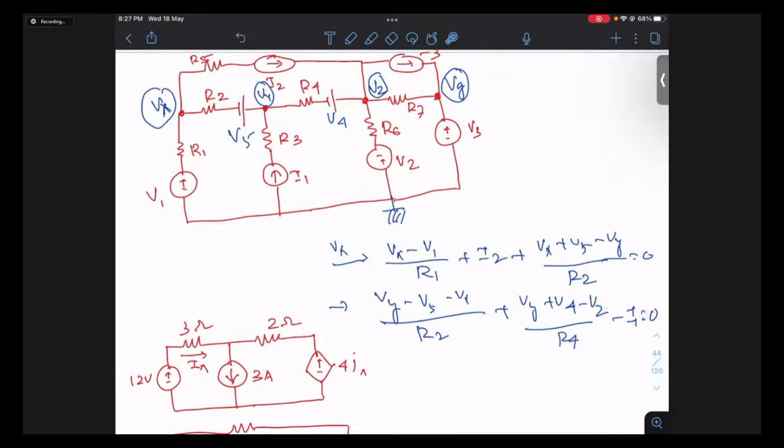Always my convention is the sum of outgoing current is 0. So if this is I1, that means this is minus I1. So this is outgoing, this is outgoing. So what is this balance outgoing current? Minus I1, equal to 0.